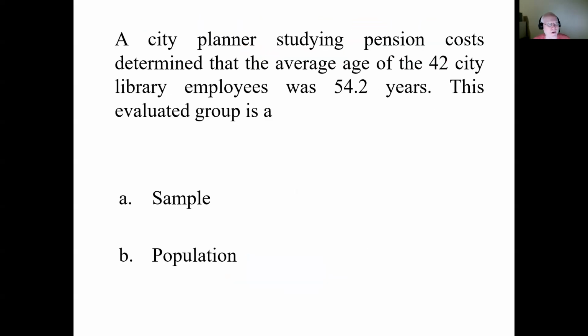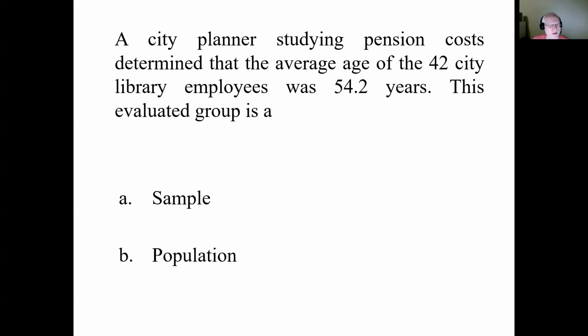All right, so a city planner studying pension costs determined that the average age of the 42 library employees was 54.2 years. This evaluated group is either a sample or a population. So pause it, think about what you think it is, and then once you're ready to go forward, unpause it.